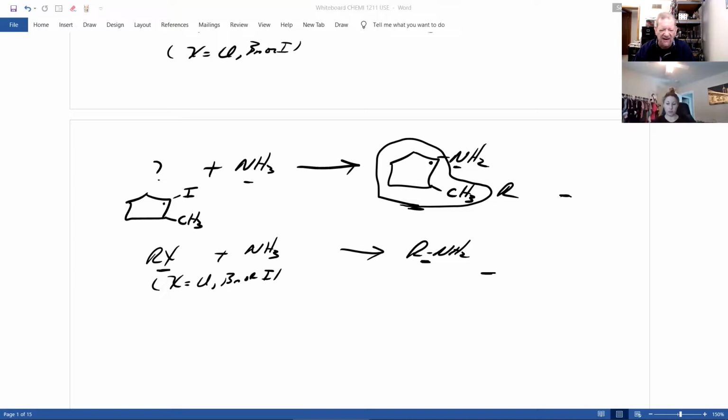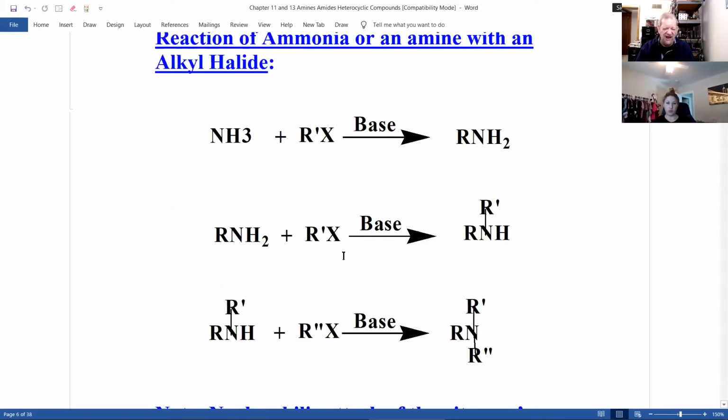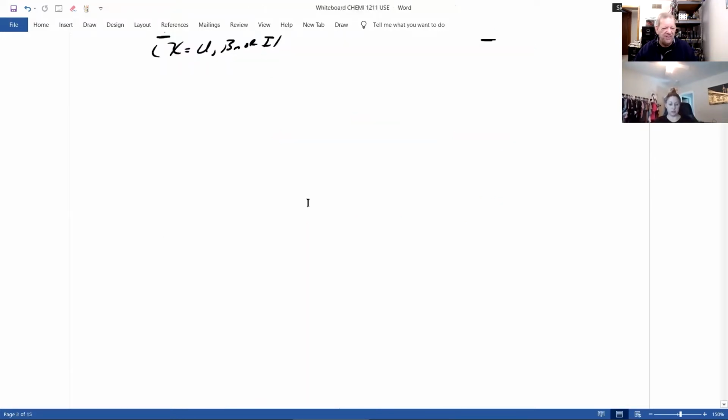Now, let's go back. The next thing I like to talk about is this right here. If you take a primary amine and react it with an alkyl halide, now in the presence of base, you'll form a secondary amine. And let me write it again.